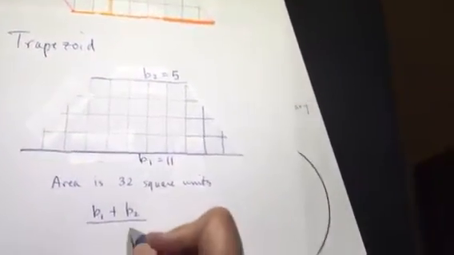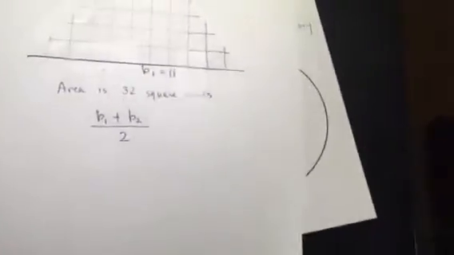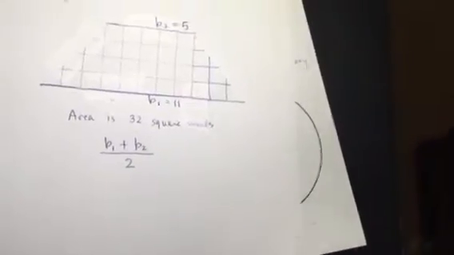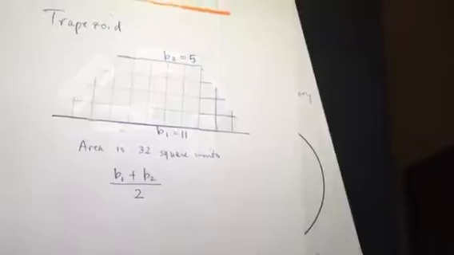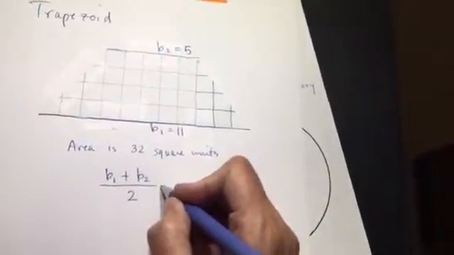Remember, for our rectangle, it was 8 times 4. So maybe if I add B1 plus B2 and divide by 2, that gives us kind of an average of the two bases. That's my 8. Multiply that by the height.